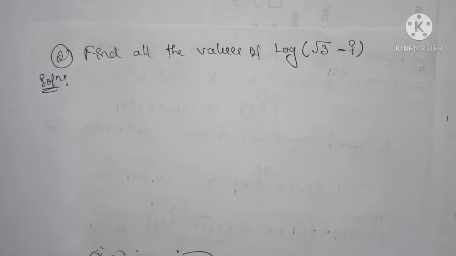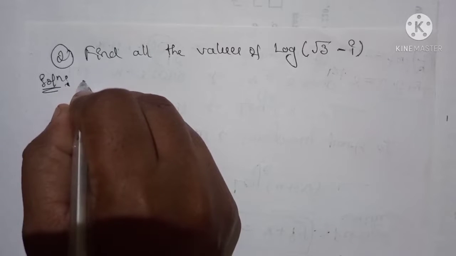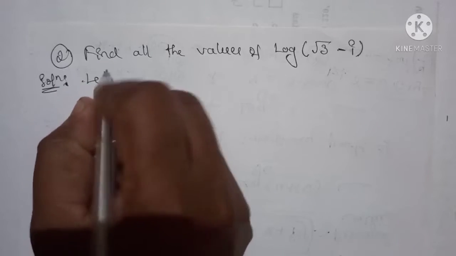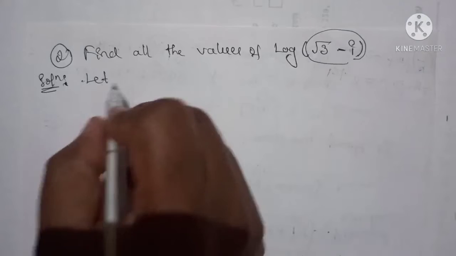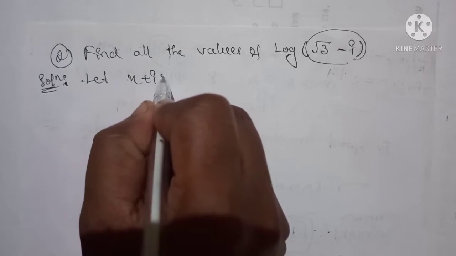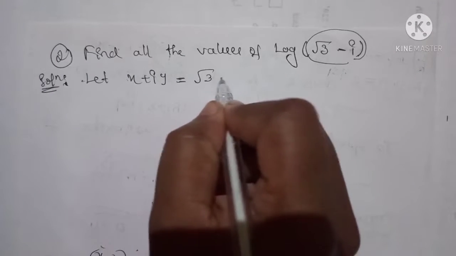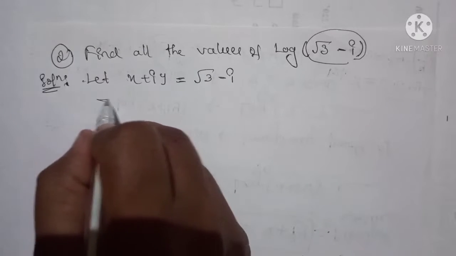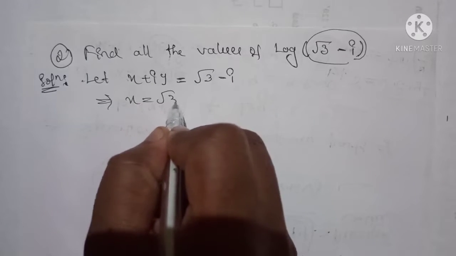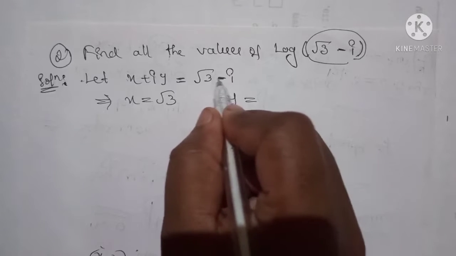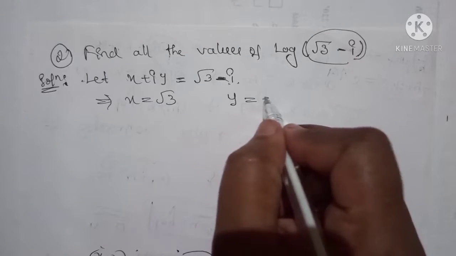Let us consider the next example. Find all the values of log of root 3 minus i. Here, given that find all the values means we have to find the general value of the given complex quantity. First let us consider the complex quantity here. Let x plus iy equals root 3 minus i. So it implies that x equals root 3 and y equals minus the coefficient of i, which is minus 1.